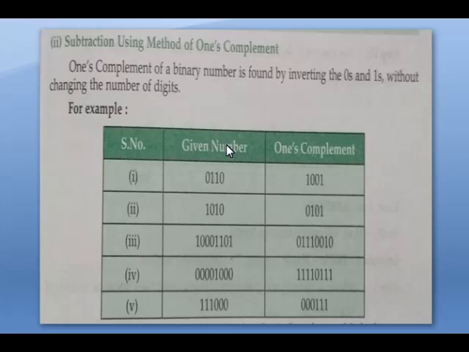For example, these are the given numbers: 0110, 1010, 1000011, 01, 0000, 1, 000, 111, 000. We are going to write the ones complement of these given numbers. So all the zeros should be converted into ones and all the ones should be converted into zeros. So the ones complement of 0110 is 1001. The ones complement of 1010 is 0101. Like this we have to write for all these numbers.